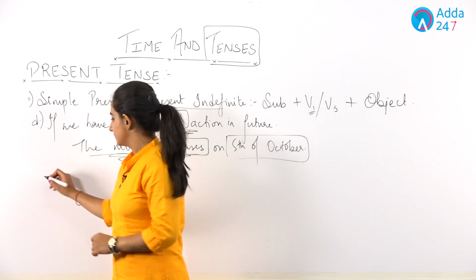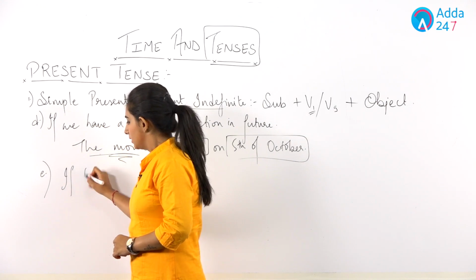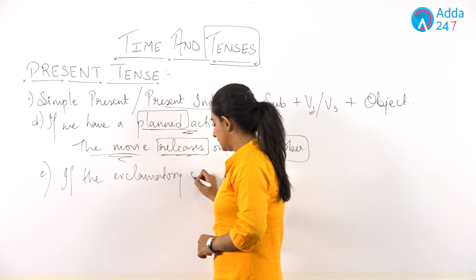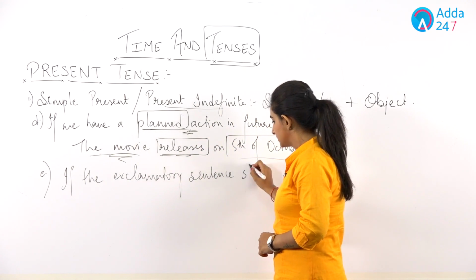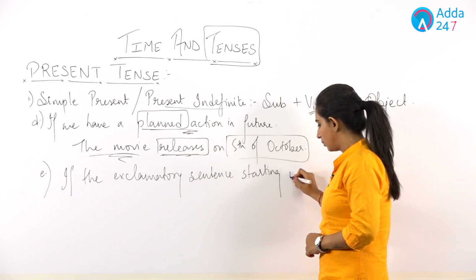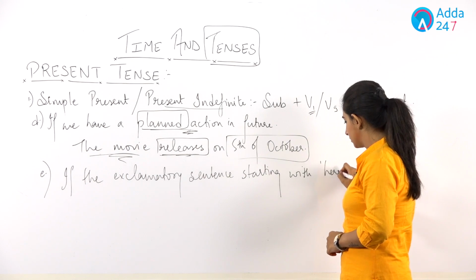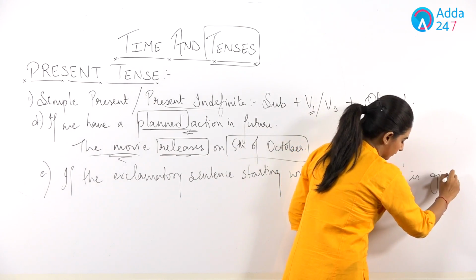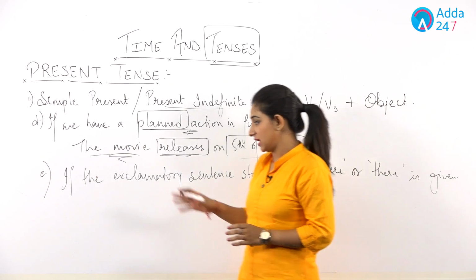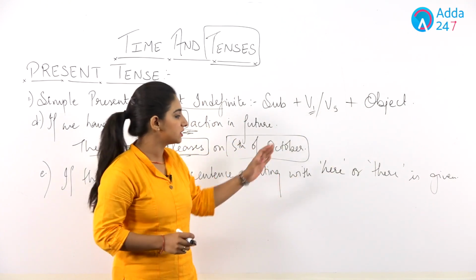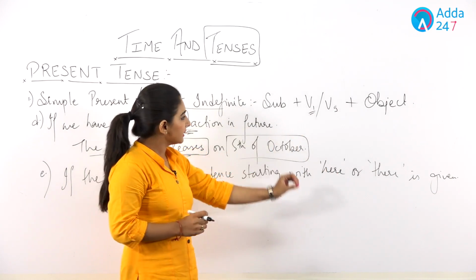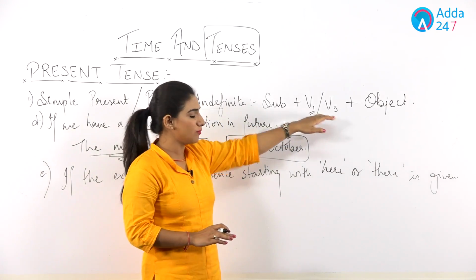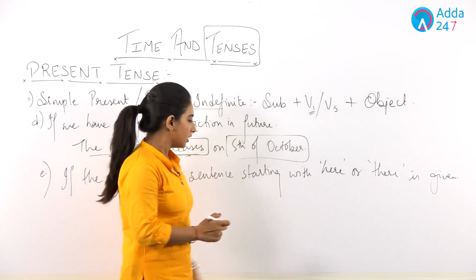Next rule says, if the exclamatory sentence starting with here or there is given. Now if we look at this rule, it says if the exclamatory sentence starts with here or there, in that case we will use present indefinite or simple present tense, which says the verb's 1st form or 5th form will be used. Now what does this say?